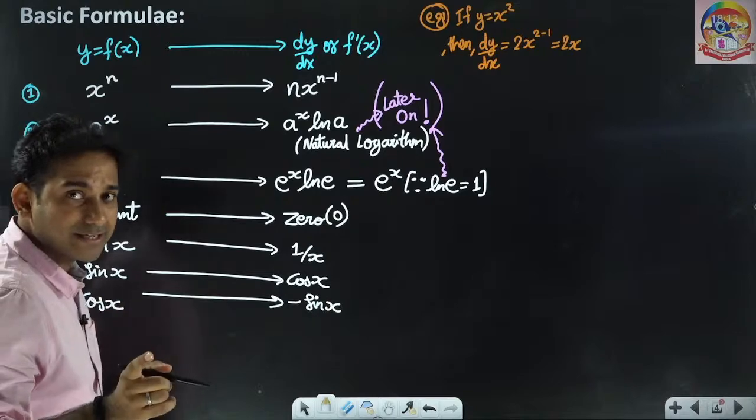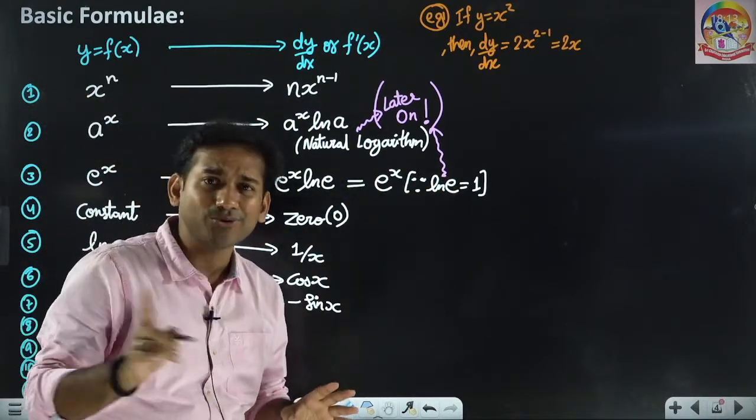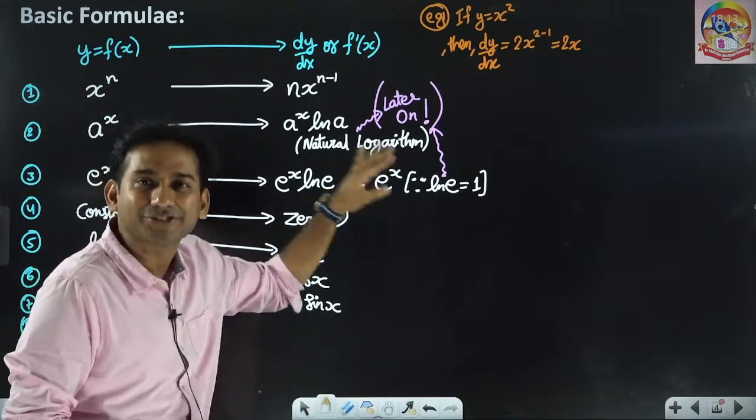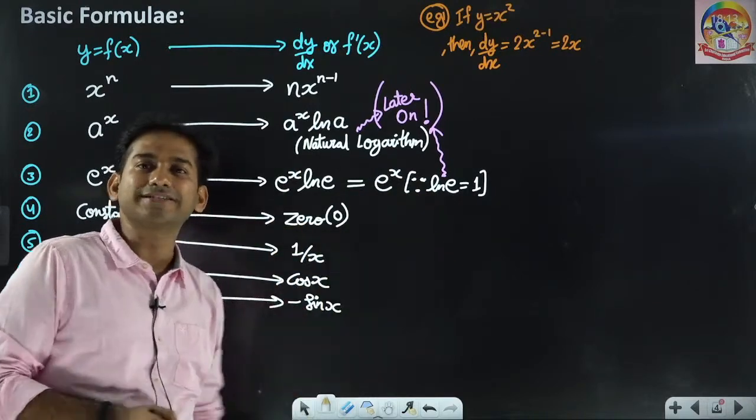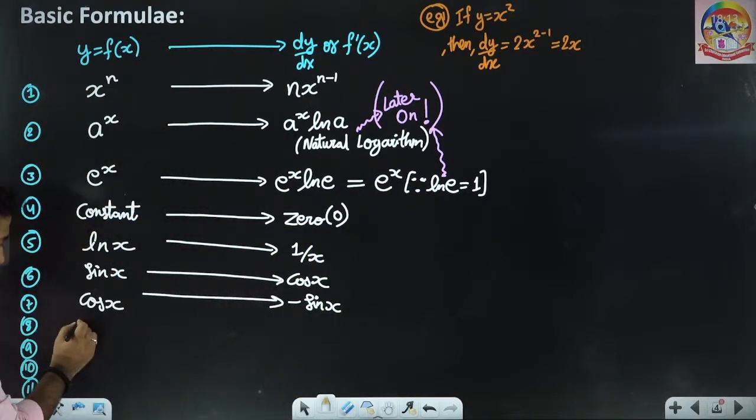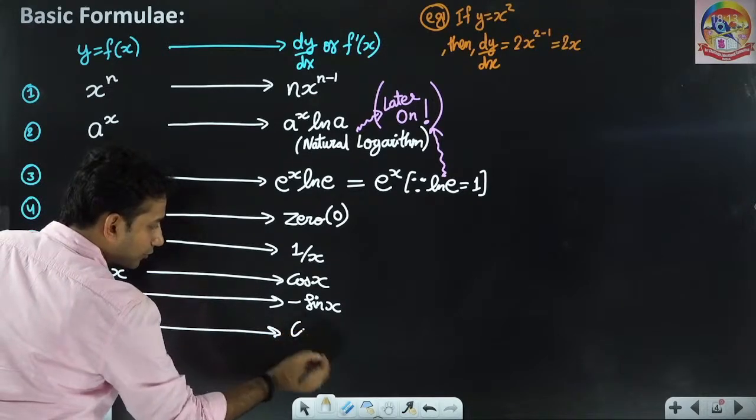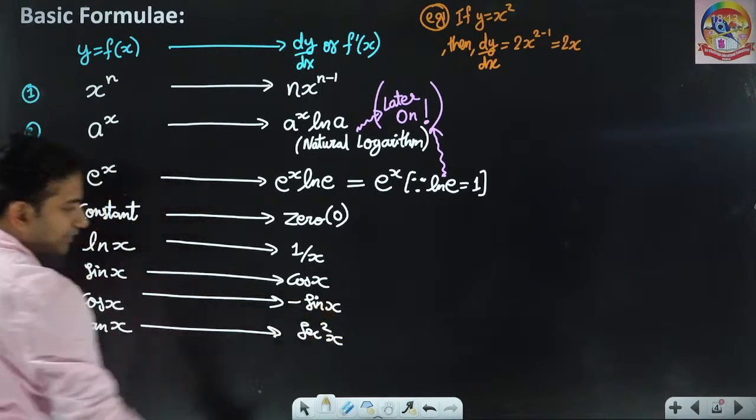I am not saying, dear, that left hand side is equal to right hand side. No. I am saying if the left hand side is a function, its differentiation will be the right hand side. Similarly, tan x differentiation is secant square x.